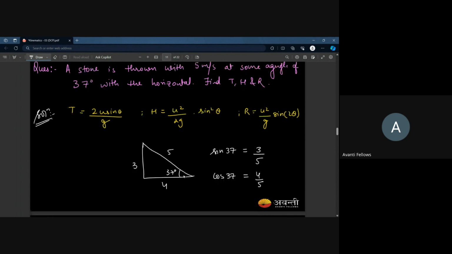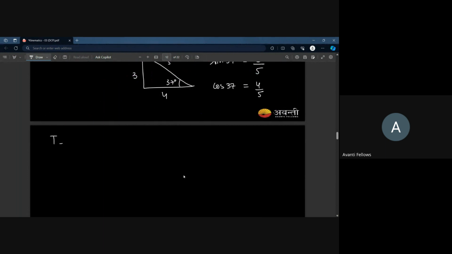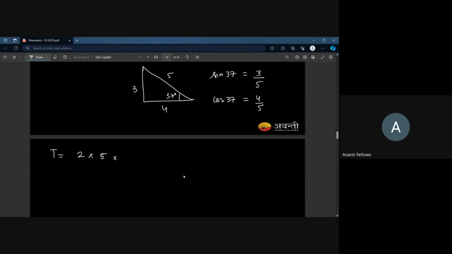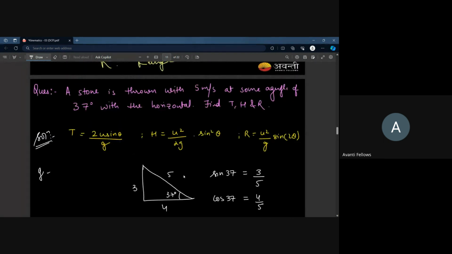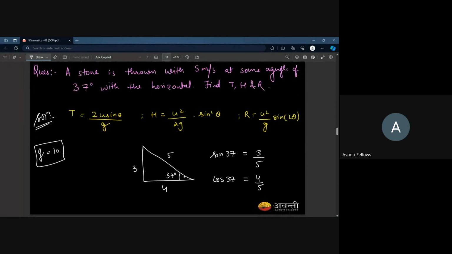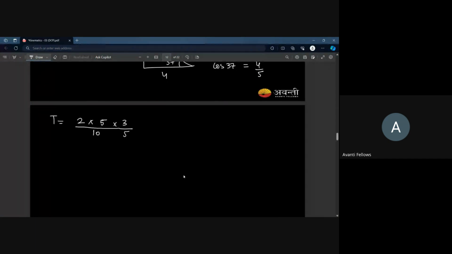Okay. Now just put the values over here. 2 into initial velocity is 5, sine 37 is 3 by 5, divided by g. Here g is 10. For your privilege, always take g as 10 until and unless someone is asking about 9.8 very rigidly, right? Only then go for this. So you can just solve it. 5 and 5 cancel, 2 and 5 cancel, it is 3 by 5, and yes, it is 0.6 second.